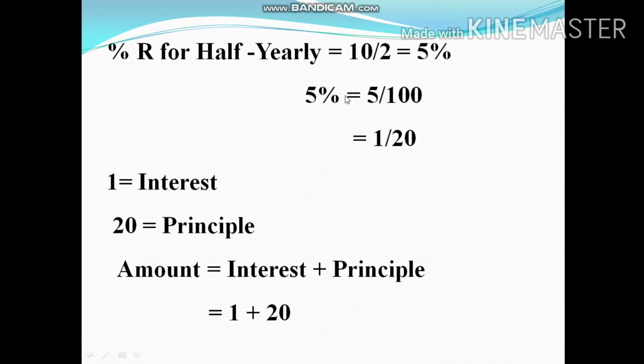5% needs to be fractionized. So 5 by 100, that is equal to 1 by 20. 1 is equal to interest, 20 is equal to principal, amount is equal to interest plus principal, that is equal to 1 plus 20. Here you have to note that this is for half yearly. Previously what we did is for yearly. So total comprises 1.5 years.